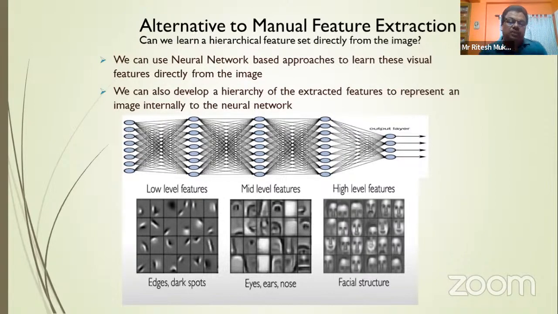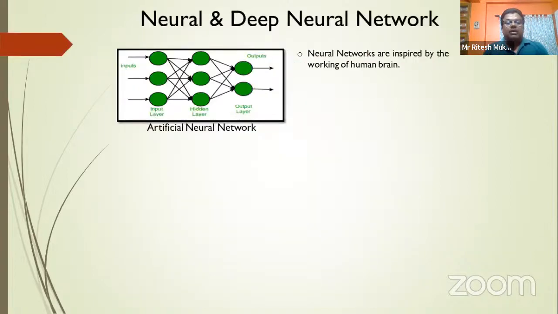So what we can do is develop one network where different kinds of features can be extracted at different layers, and those layers are somehow connected. At the end, we will get something in the output layer. But what will the output layer do? Basically, in the output layer, it will classify the object based on its learning. Neural and deep neural network, how it works and what are the basic differences.